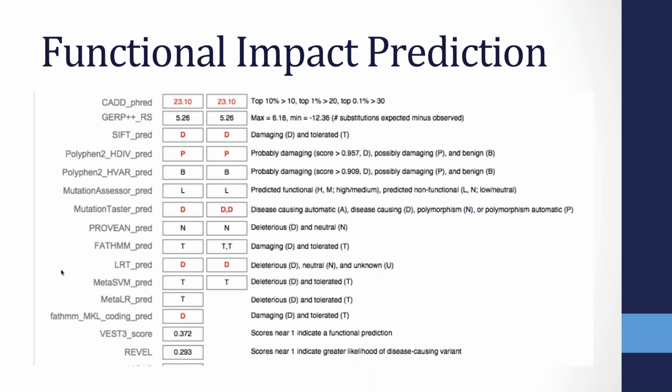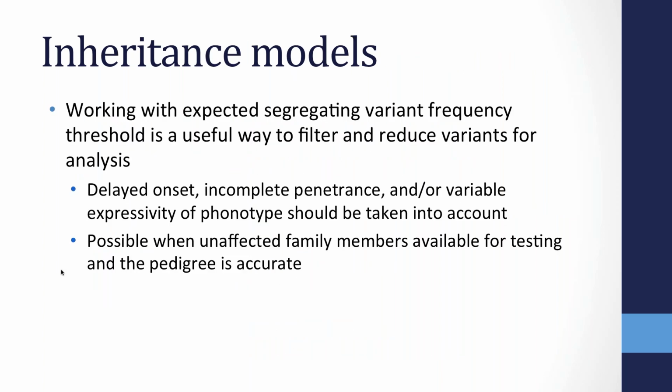Sometimes, as I mentioned, those scores can be conflicting, and in this case for this particular variant, we see some in silico tools that predicted it would be damaging, and others that did not. So again, they're not used in isolation. In silico tools alone should not be used to determine whether a variant is pathogenic or not, but can be an important piece of the puzzle in deciding that.